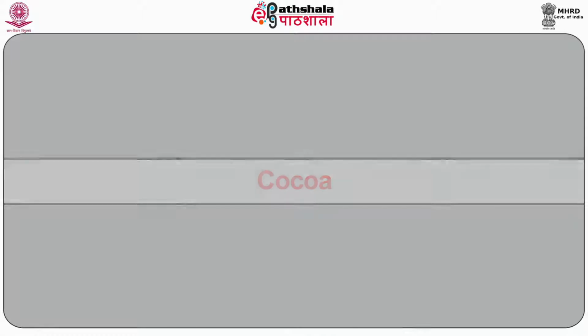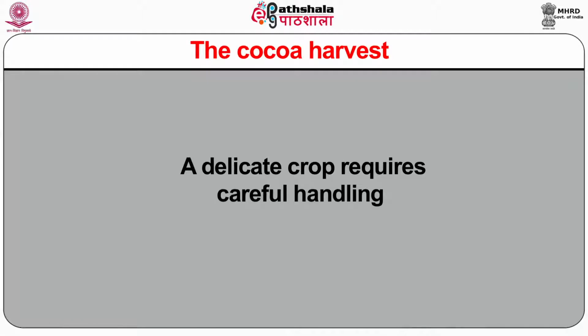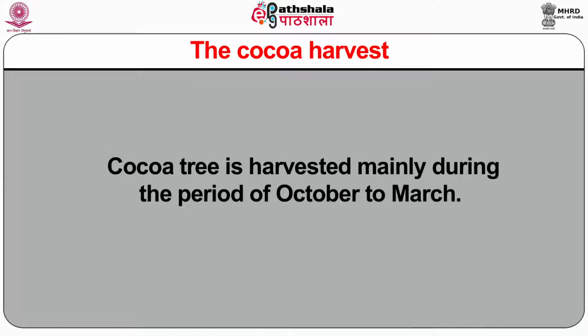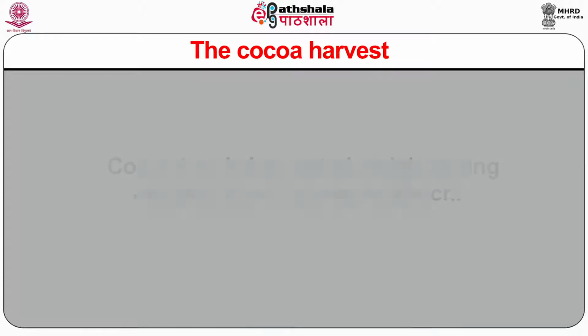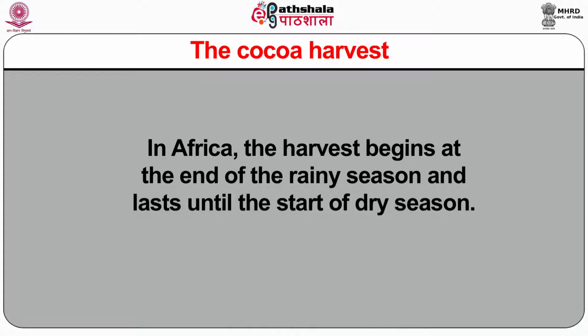Cocoa. The cocoa harvest, a delicate crop, requires careful handling. Cocoa tree is harvested mainly during the period of October to March. In Africa, the harvest begins at the end of the rainy season and lasts until the start of dry season. A second harvest also takes place during the initial start of the coming rainy season. But the bean doesn't dry if it rains.